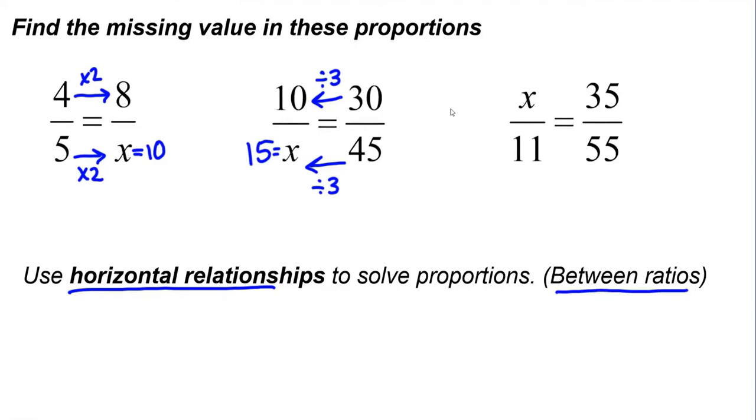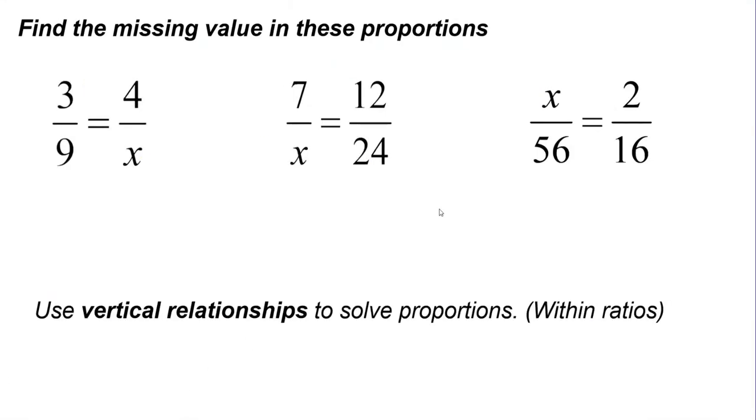And then again, in the last one, we see between the denominators, 55 divided by 5 is 11. So the same thing must be true here in the numerators. I take 35 and divide it by 5, and that gives me 7. So 7/11 is equal to 35/55. So we can use horizontal relationships, or between ratios relationships, to find missing values in proportions.